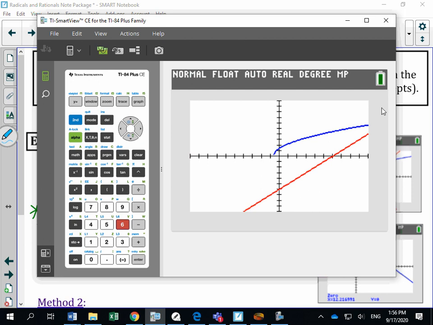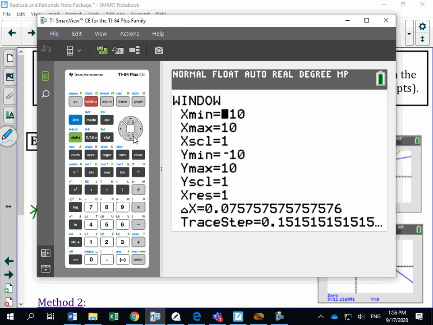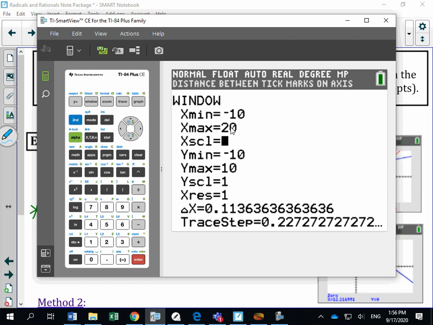Okay, now my solution is actually way over here. The two graphs are going to intersect, so I do actually need to change my window. Right now my window is going up to 10. So I'm going to change my window setting and go up to 20 for my x maximum. What I like to do for the scale factor is take my maximum value and subtract a 0. So I'm going to set my scale factor to 2.